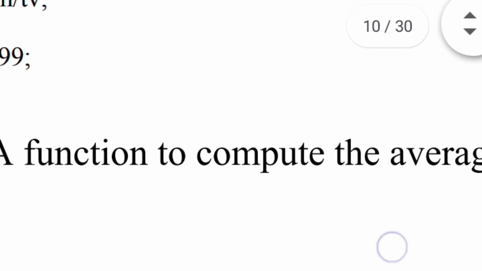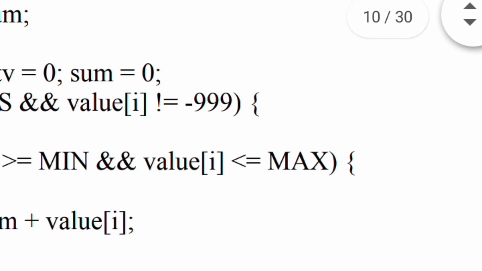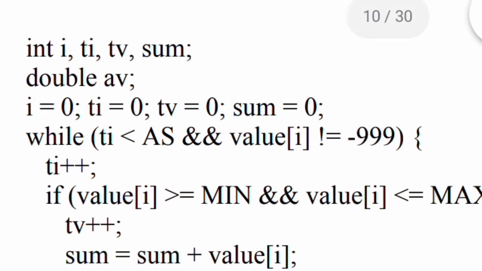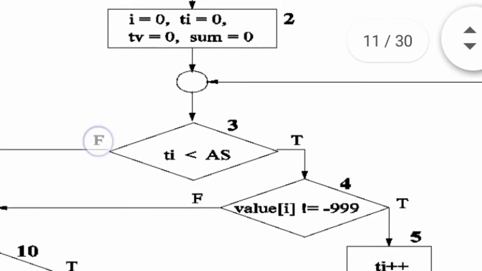We are writing a function to compute the average of selected integers in an array. If you find it difficult to follow this video, the programming code or the control flow graph, I have already sent you all the PPTs of this chapter, so you can write it on paper with the programming logic. Next, continuation of the control flow graph.